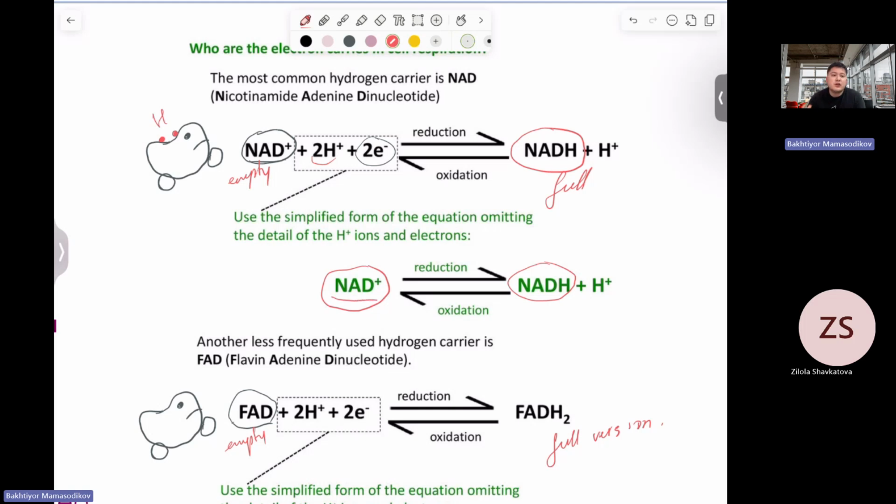When an empty electron carrier accepts two electrons with protons, what's going to happen? It's going to be reduced. By getting everything, it's going to be reduced. Okay, this is the reduced state. But when it gives off electrons, when the electron and the hydrogen are given off, it becomes again the empty state, which is the NAD plus state.